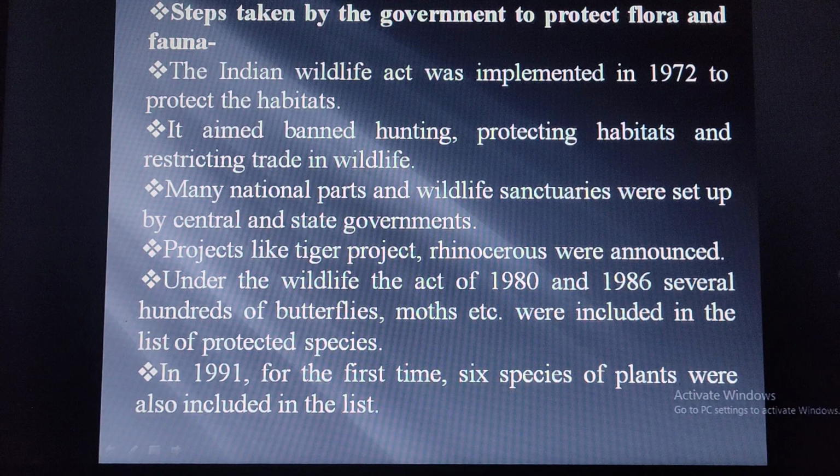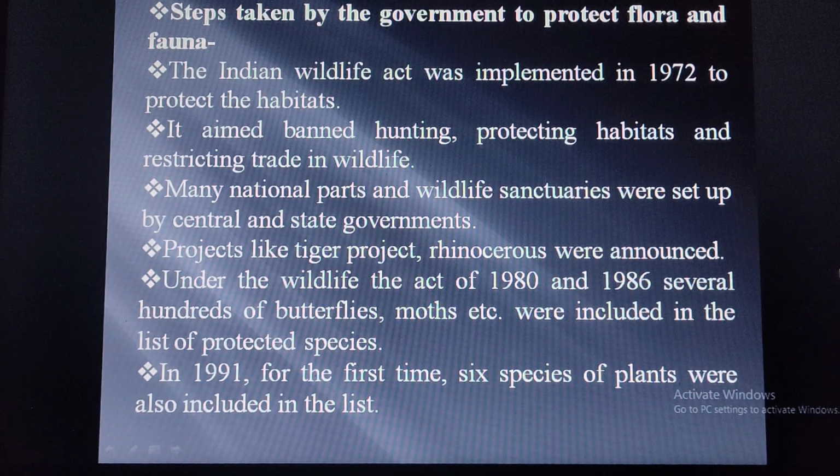So what we have seen now is that the Indian Wildlife Act was implemented in 1972 to protect habitats. It aimed at banning hunting, protecting habitats and restricting trade in wildlife. Many national parks and wildlife sanctuaries were set up by the central and state governments. Projects like Project Tiger and Rhinoceros protection were announced.